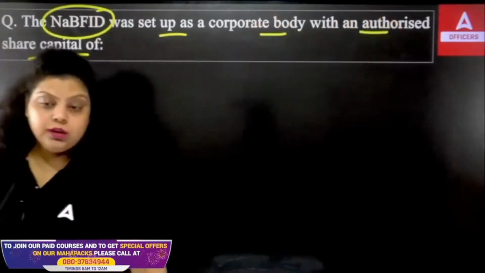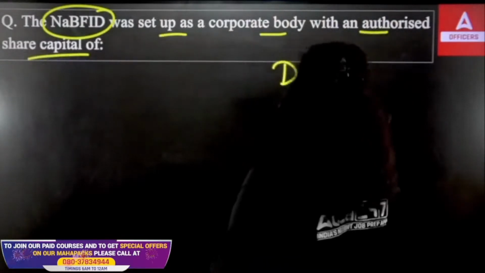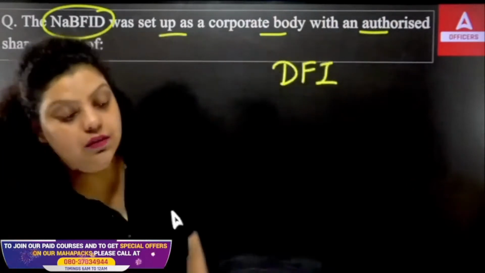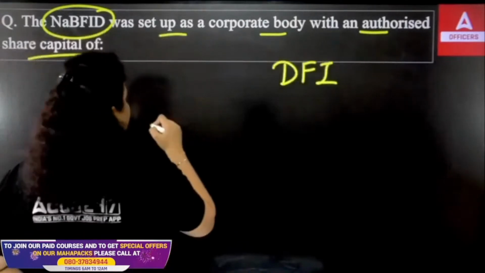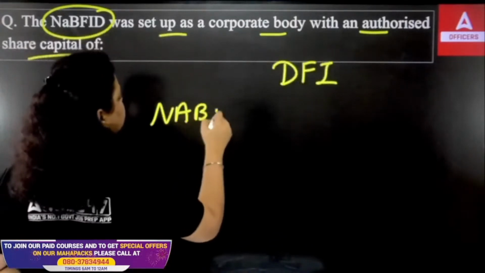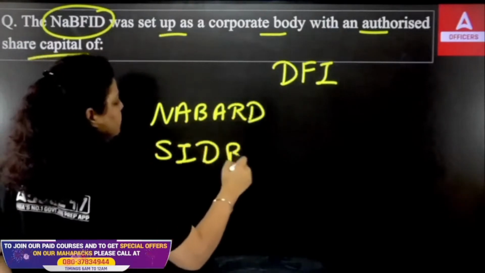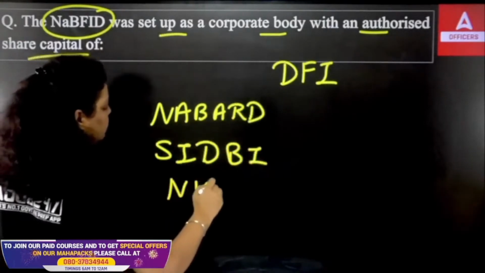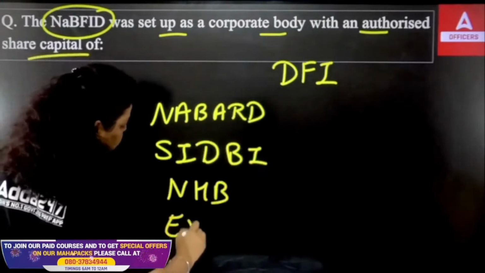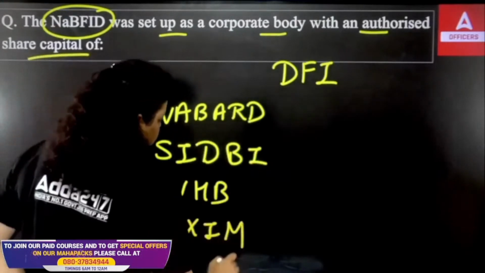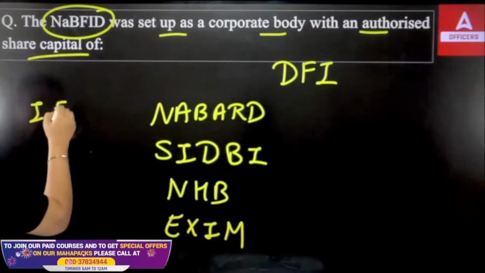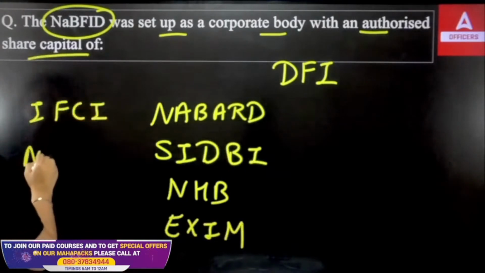So if I talk about NABFID, NABFID is a development financial institution. What is NABFID? NABFID is a development financial institution. We have NABARD, we have SIDBI, we have NHB, we have EXIM, we have IFCI, and then NABFID.